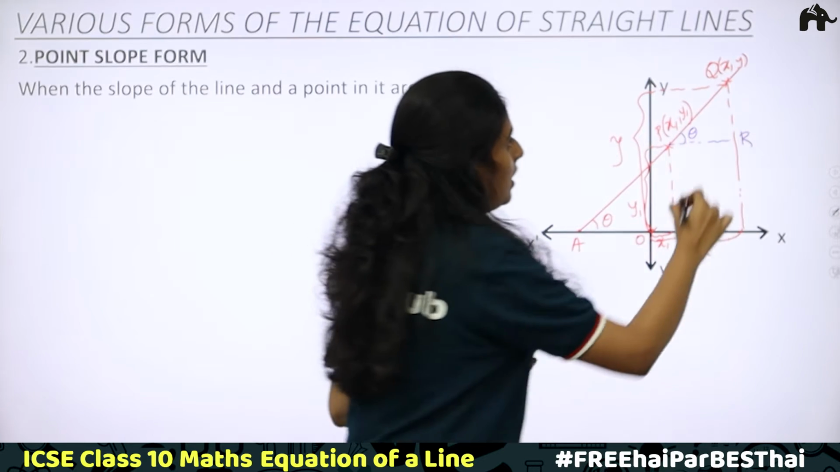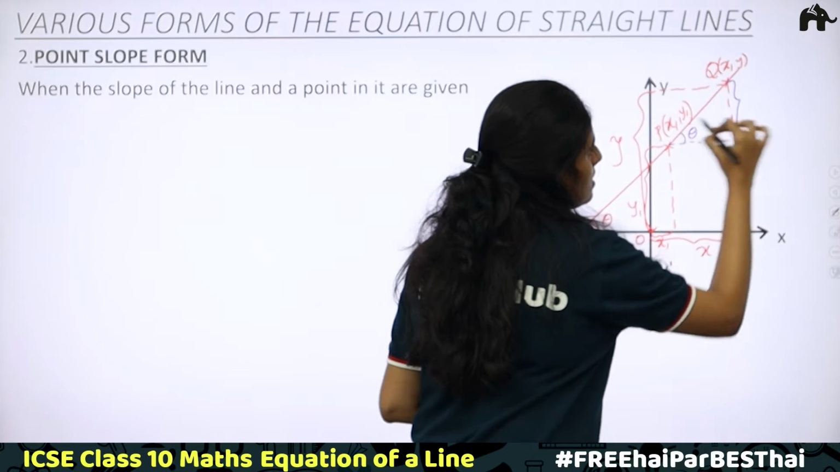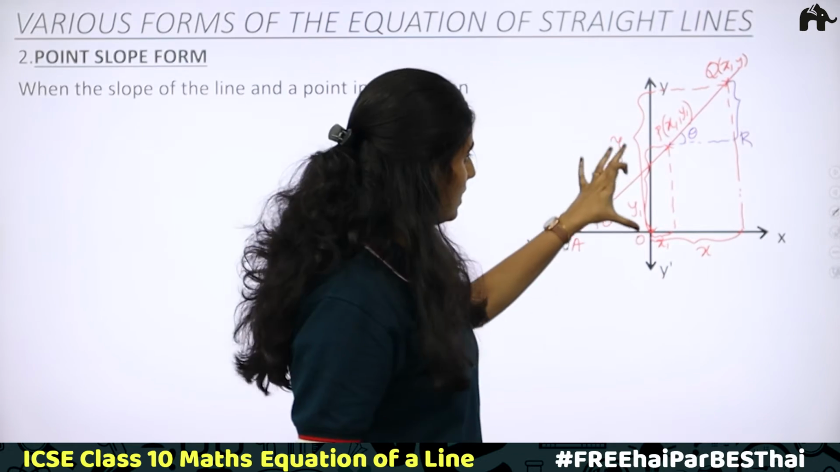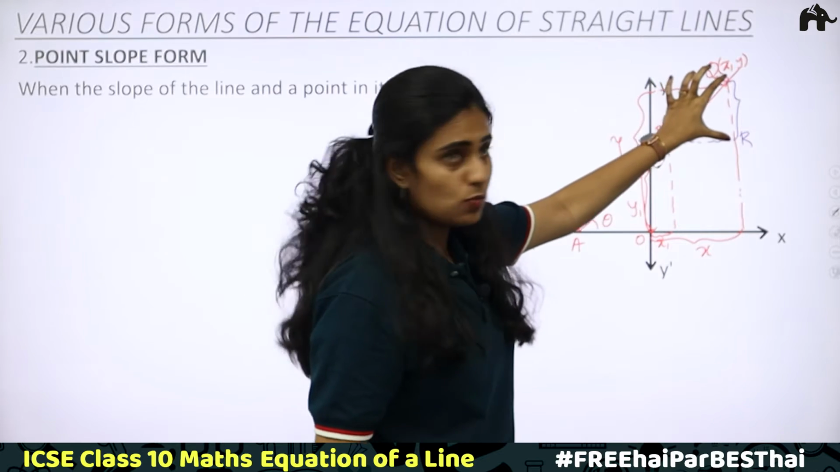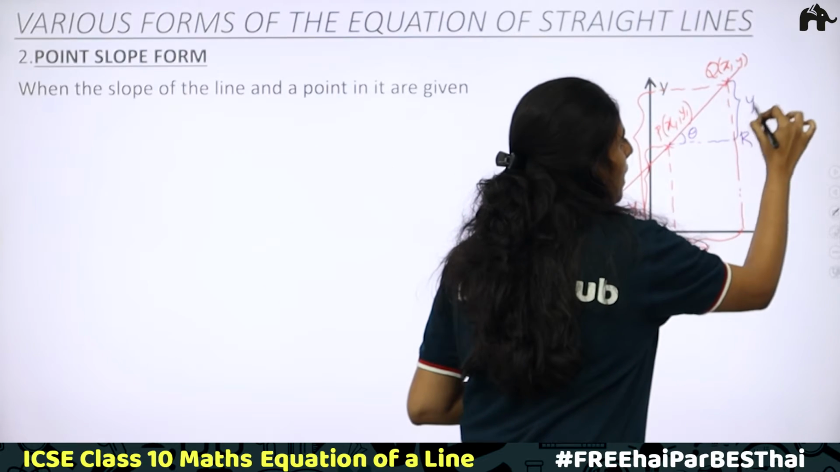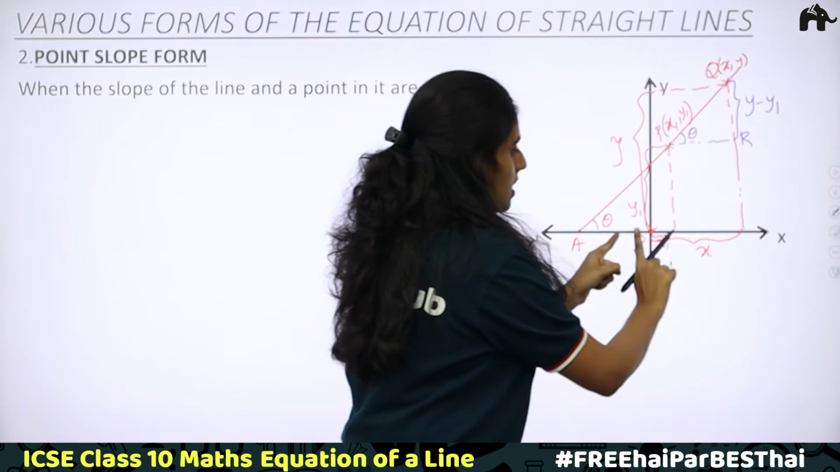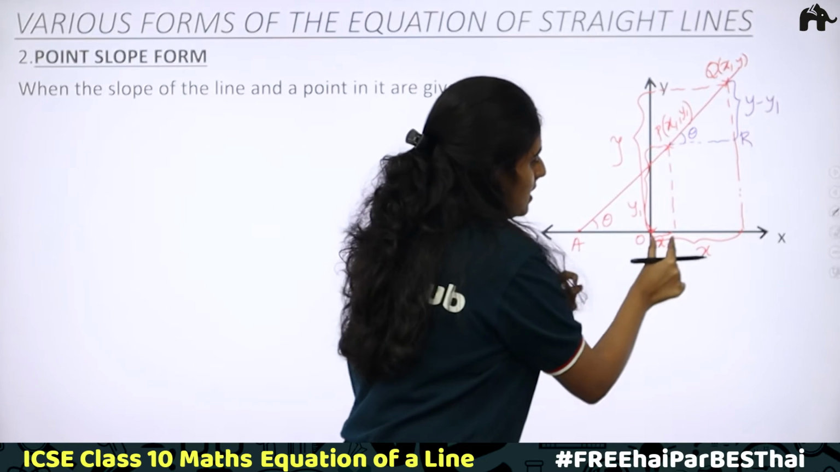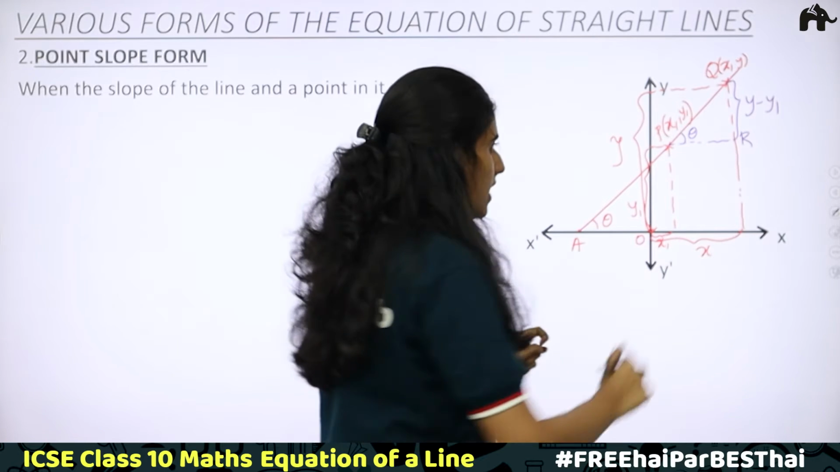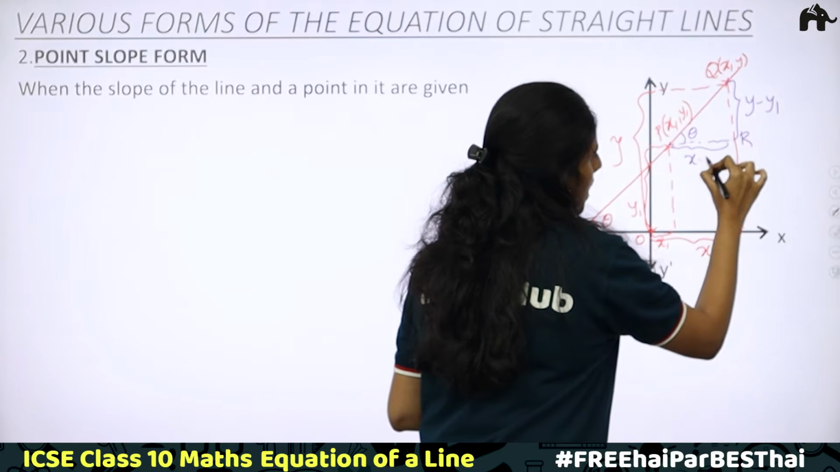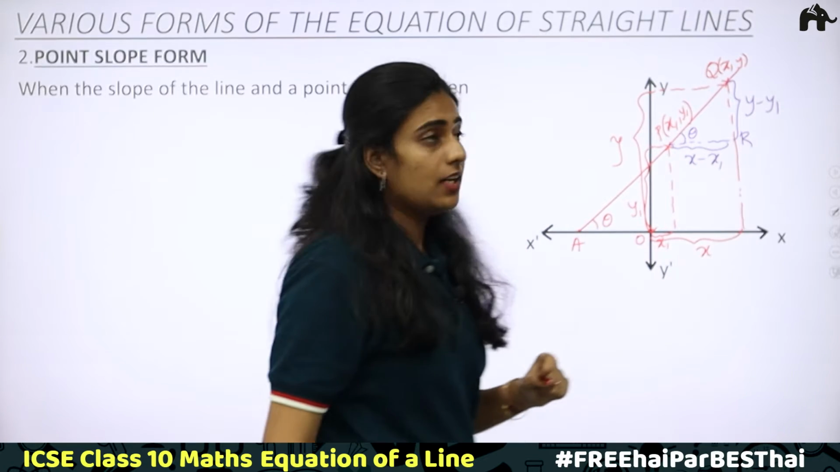Now here, what is this distance? The total height is y and this part is y1, which means this will be equal to y minus y1. What about this part? Here the total distance is x and this small part is x1, which means this part will be equal to x minus x1.